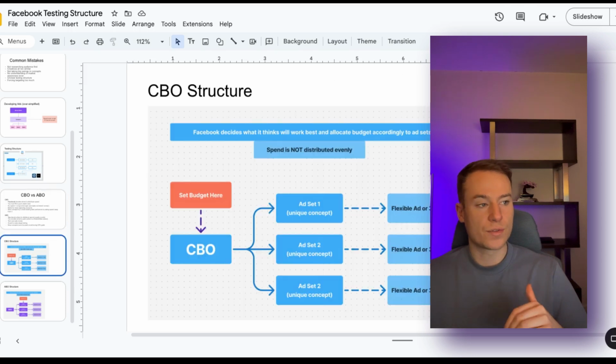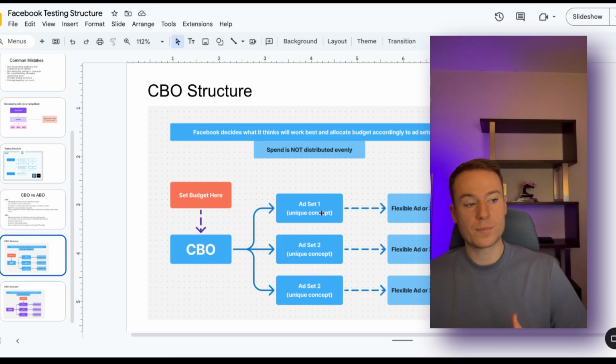So just a CBO structure. So again, Facebook decides what it thinks will work best and allocates budget accordingly to ad sets, and this isn't distributed evenly. You set your budget at the campaign level, and the new ad sets that you introduce, these are going to be unique concepts, and there shouldn't be really an overlap in the concepts here. For example, if you're selling a shoe brand, one should focus on comfort and another one might focus on performance, but there shouldn't be much of an overlap in these.